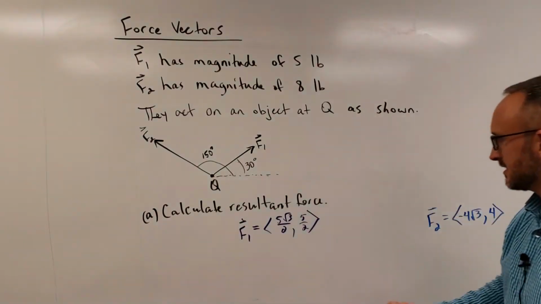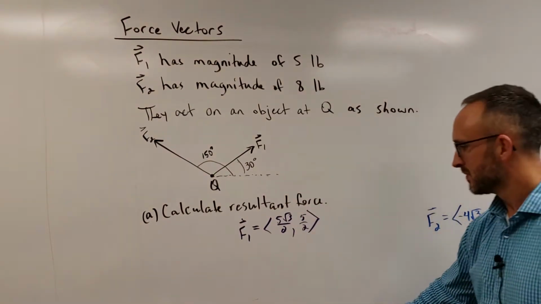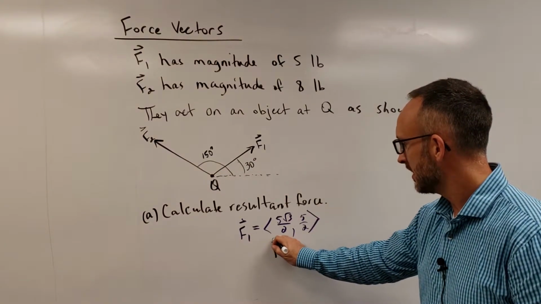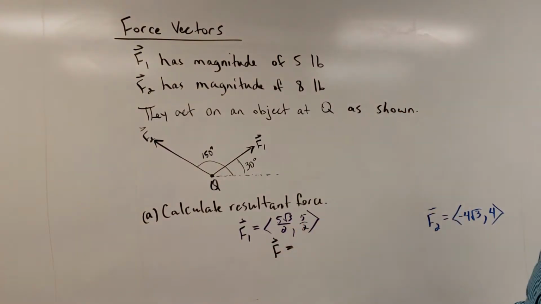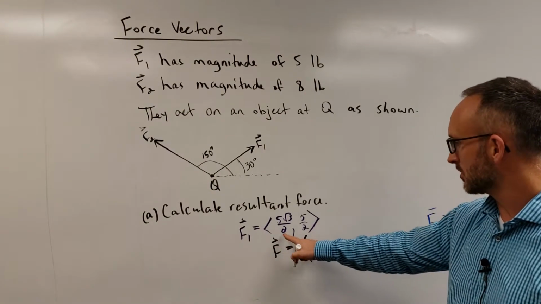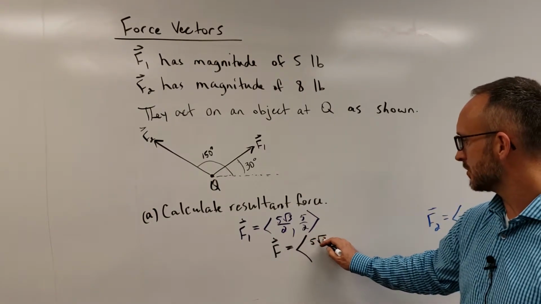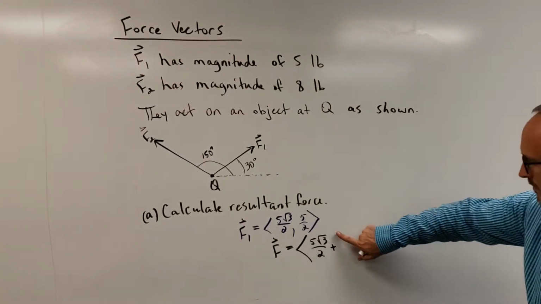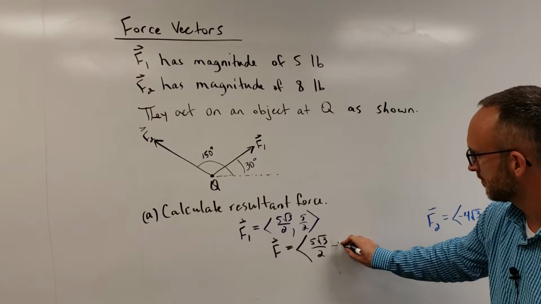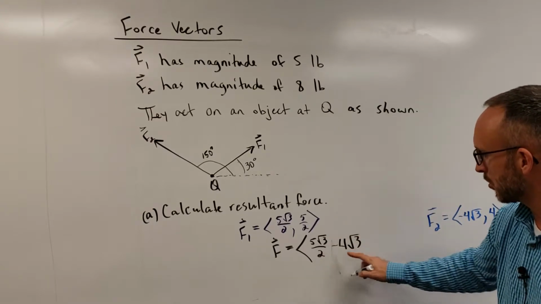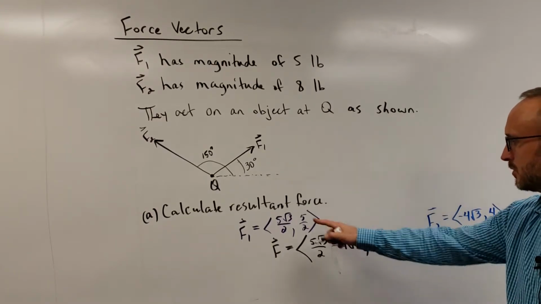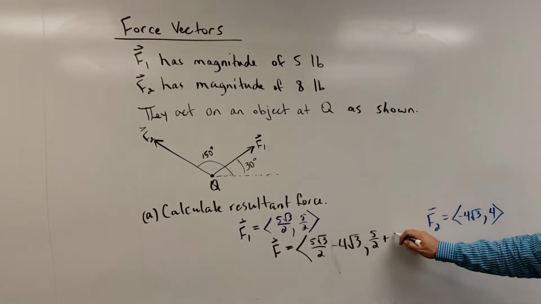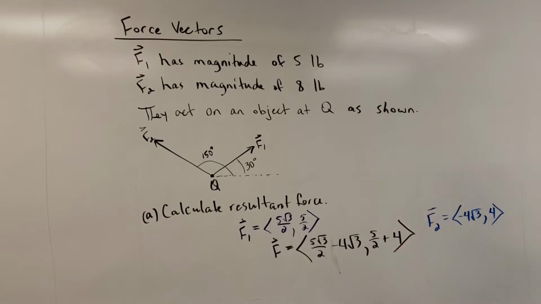So let's erase the drawings that helped us find our components, and let's calculate the resultant force. Let's call it F again. So F is simply going to be the sum of those two vectors. So you're going to have a horizontal component of 5 square roots of 3 over 2 plus negative 4 square roots of 3, so let's just say that's minus. So that's your horizontal component, comma your vertical component would be 5 halves plus this vertical component of 4.